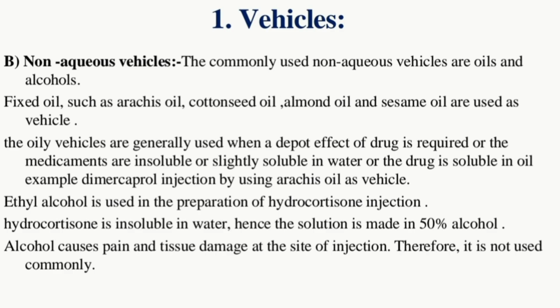Ethyl alcohol is also used in the preparation of hydrocortisone injection. Hydrocortisone is insoluble in water, and so the solution is made in 50% alcohol. Alcohol causes pain and tissue damage at the site of injection, therefore it is not commonly used. Here they have told us that there are various non-aqueous solutions and they are used only if the drug is not soluble in water or water for injection.